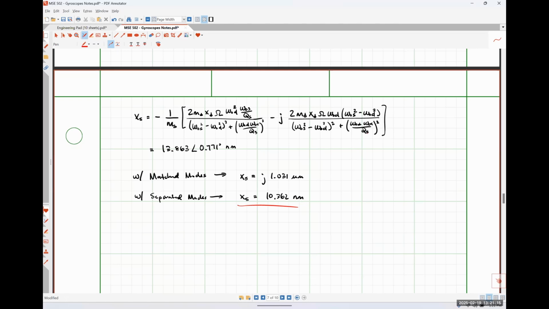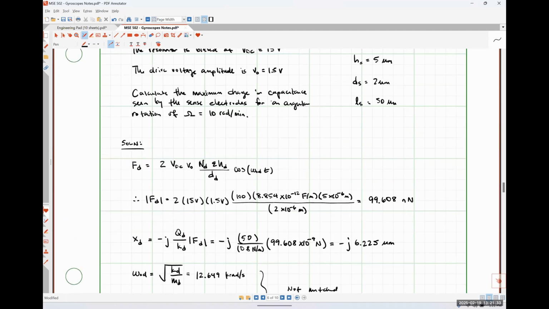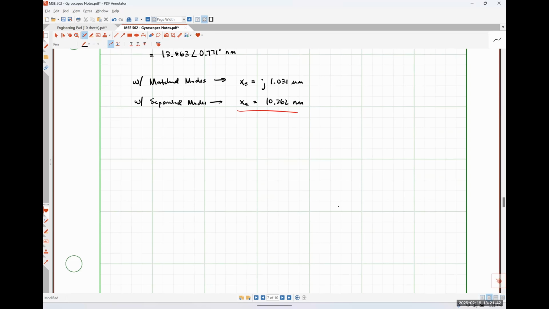So, anywho, we've got our sense mode vibrational amplitude. And so from that, we need to be able to figure out what our capacitance is, because that's the ultimate goal here, if I'm remembering correctly. Calculate the change in capacitance seen by the sense electrodes for that particular rotational speed. So, excuse me, our nominal capacitance with no, let me call this C naught, comma, sense. So this is with no displacement whatsoever.